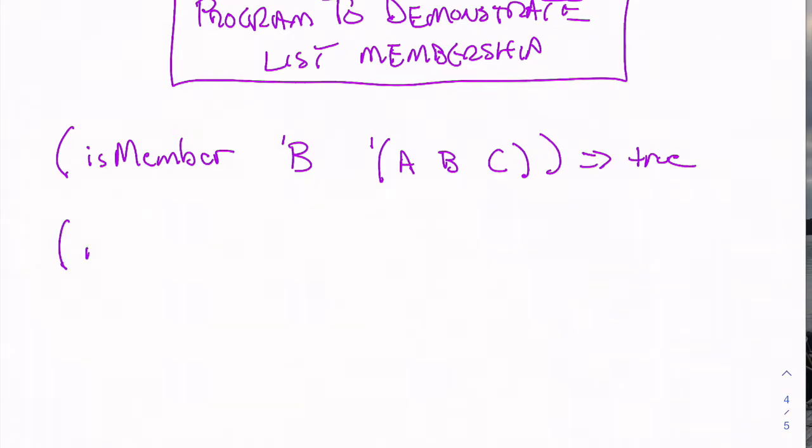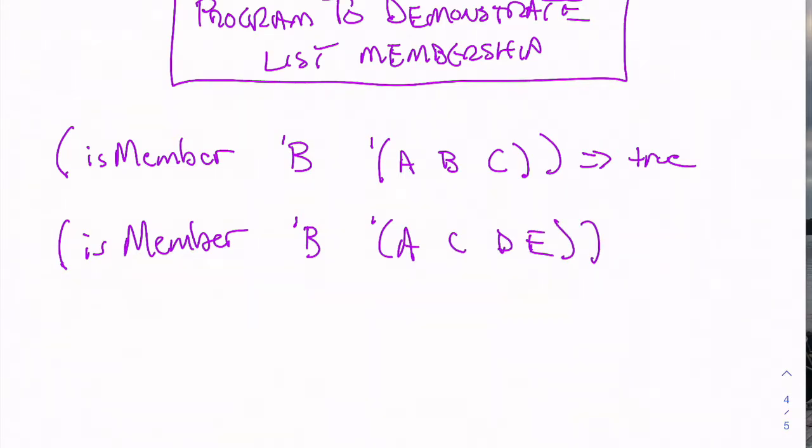And then if we were to do isMember B, A, C, D, E, this would return false.